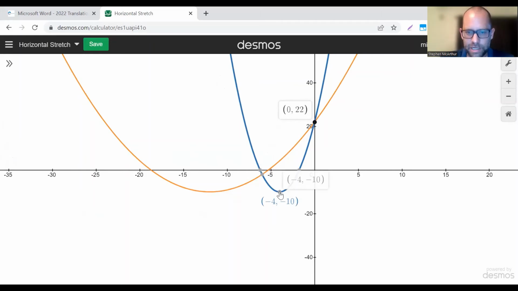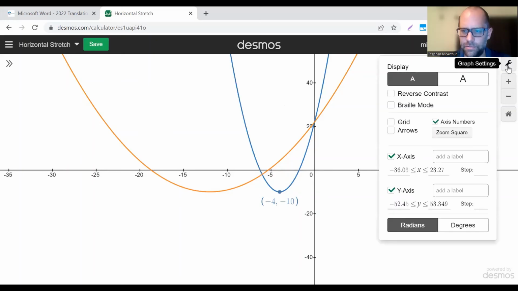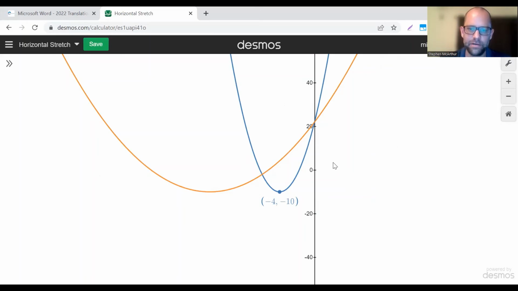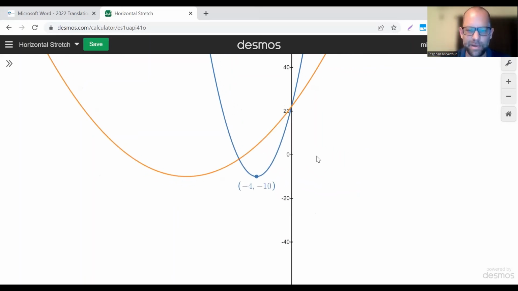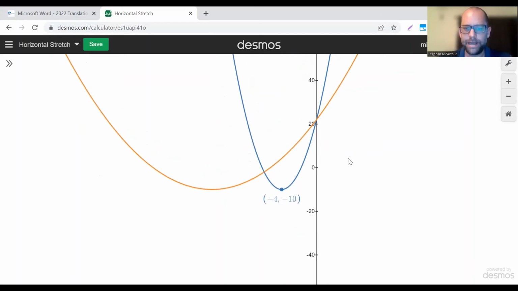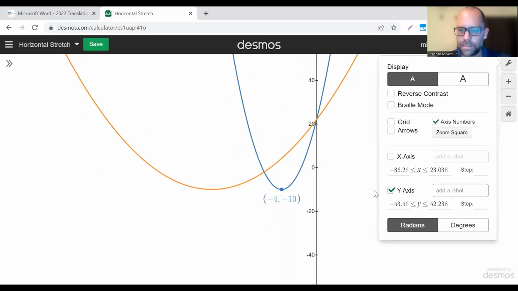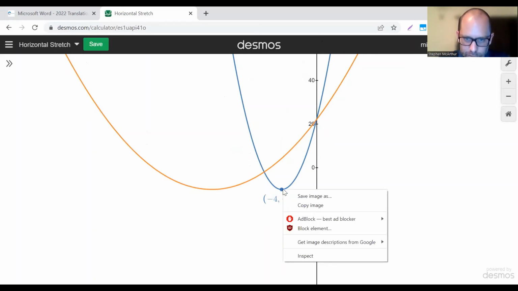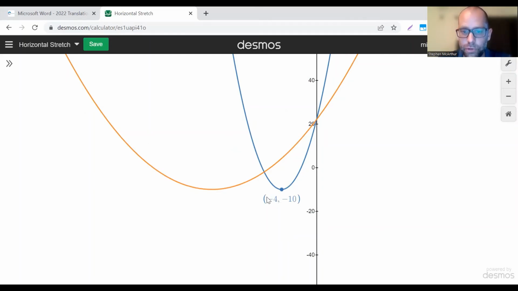The next thing I want to check is how far away the turning point is from the y-axis. I wonder if I can turn the x-axis off. Oh, I can turn the x-axis off. Yes, that's perfect. There is still an x-axis, but for this, I don't need it. This is so much cleaner. I'm just trying to figure out how far away from the y-axis it is. So clearly this black vertical line here, this is the y-axis. So how far is this blue dot away from the y-axis? Well, it's 4 units away.